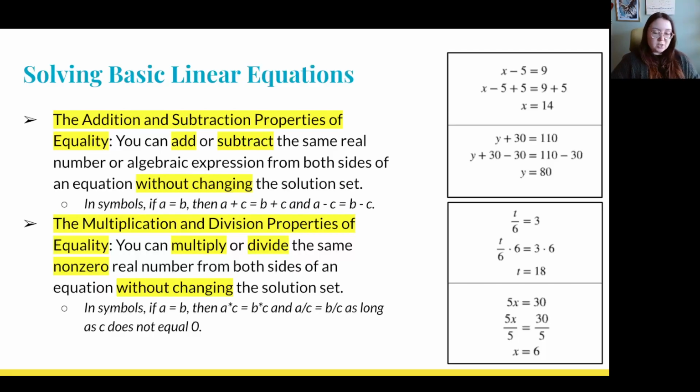So as long as you add, subtract, multiply, or divide the same number or expression to both sides of your equation, it does keep it equal. So you don't have to worry about your equation not working anymore or not having the same solution anymore. As long as you've made it equal on both sides, everything should relatively stay the same.